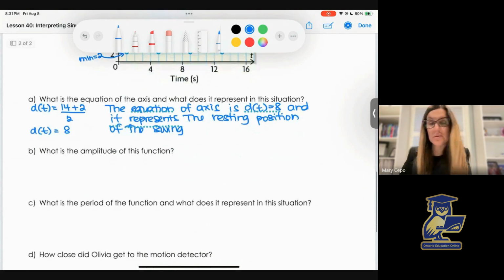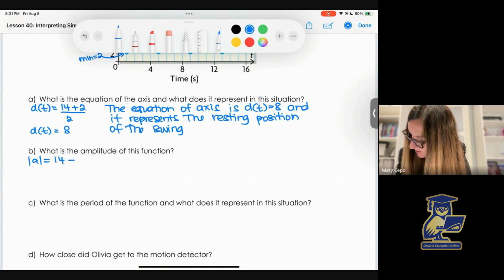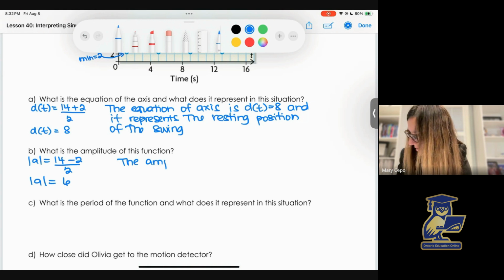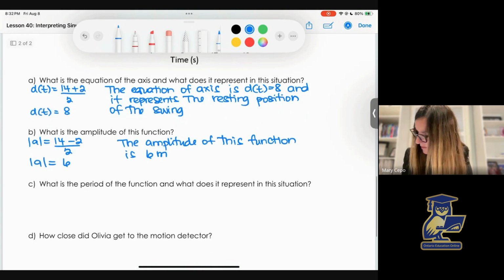Okay, what would be the amplitude of this function? Well, we know amplitude is always max minus min, so 14 minus 2, all divided by 2, which is equal to 6. Therefore, the amplitude of this function is 6 meters.